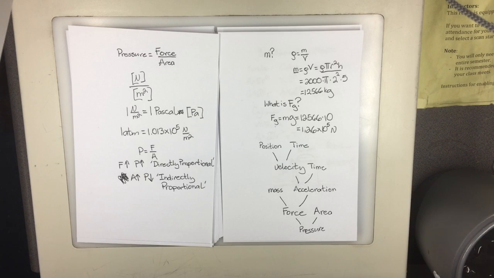So we have the idea of pressure, what pressure is, what its units are. What's the idea of directly proportional and indirectly proportional? Just throwing out an example, the position equation is x equals 1/2 a t squared. The position is directly proportional to acceleration. If you double acceleration, the position is increased.